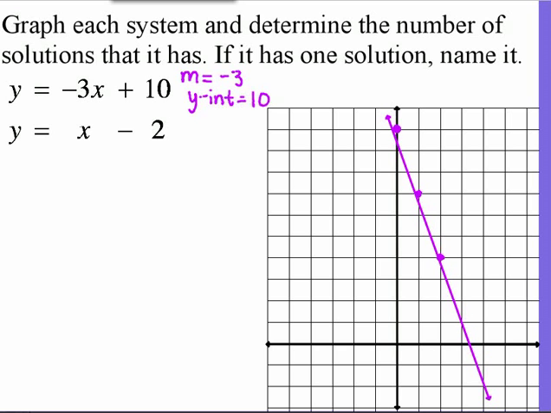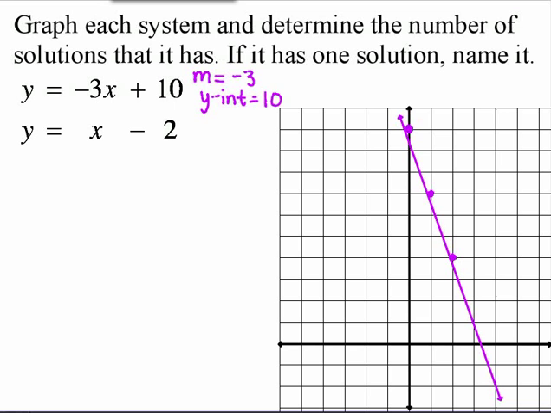Okay. There we go. I'm going to go ahead and adjust that line a little bit. There we go. Okay, next one. I'm going to graph in a different color this time around. And so I'm going to go ahead and graph y equals x minus 2.